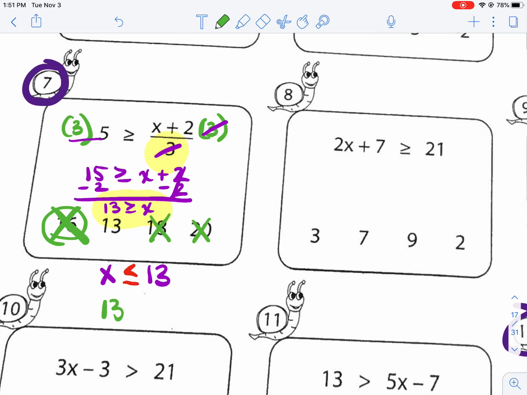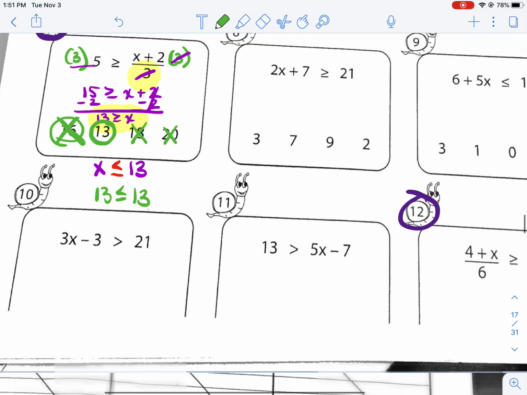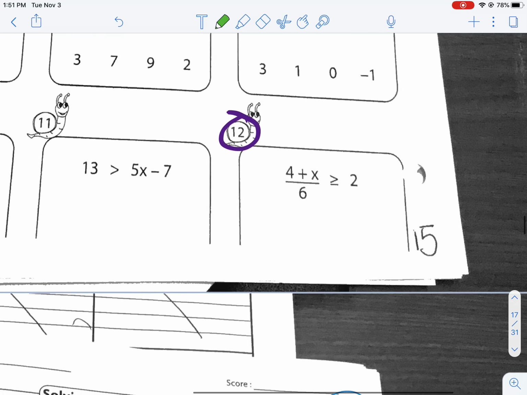Is 13 less than or equal to 13? Well, let's stop and think about it. It's not less than, but it's equal to. So this 13 is going to work because we have the equal to part. Okay, let's try another one with a fraction just to get some more practice in.